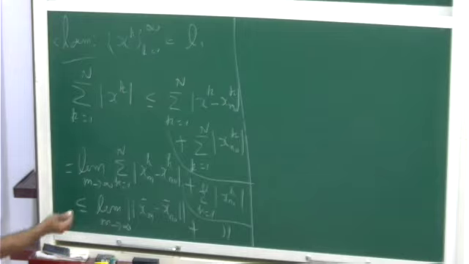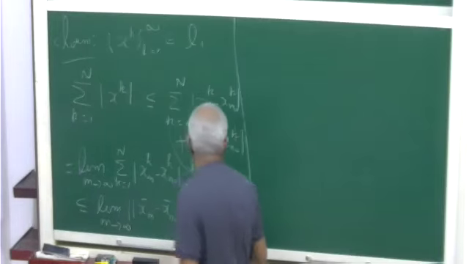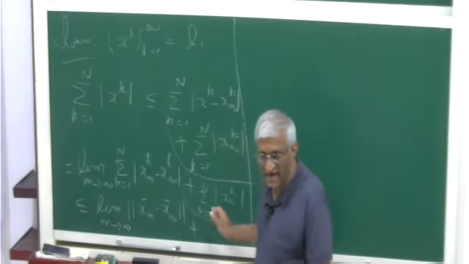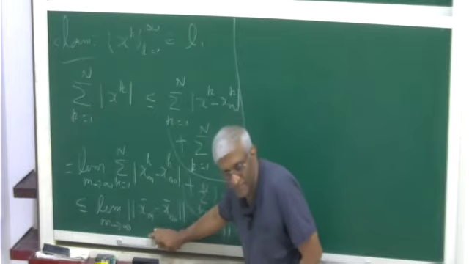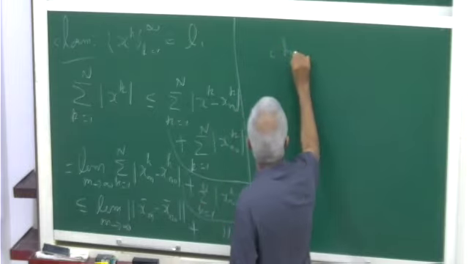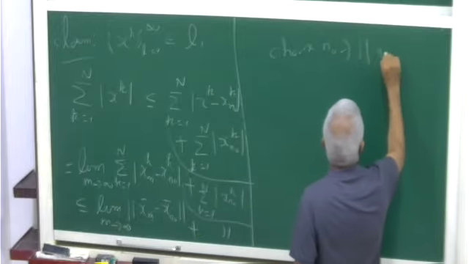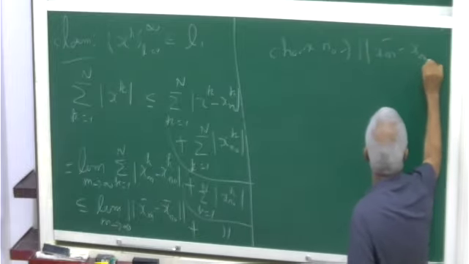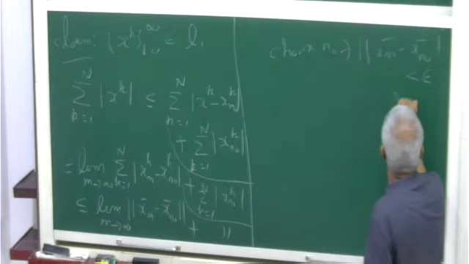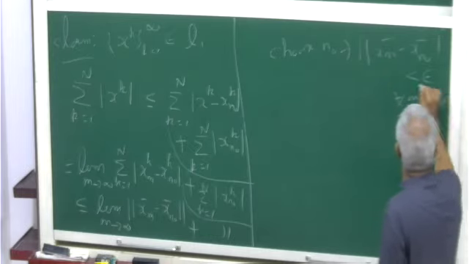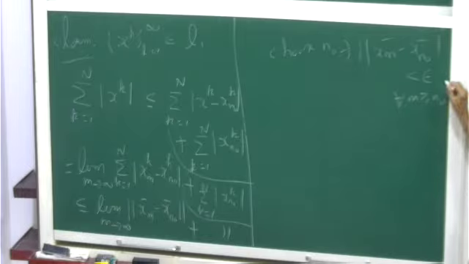Now you fix an n naught, this will be less than k. Choose any n naught so that this is less than epsilon, such that the norm of xm bar minus xn naught bar is less than epsilon for all m greater than or equal to n naught. Because it's Cauchy, this is true.